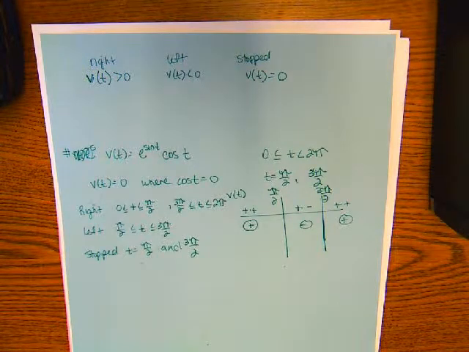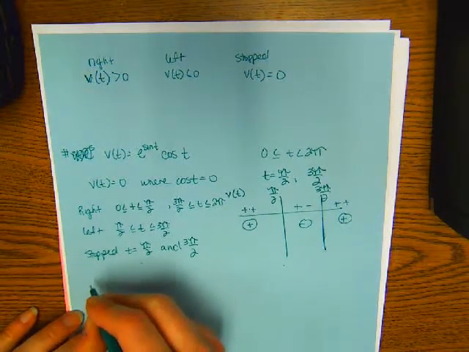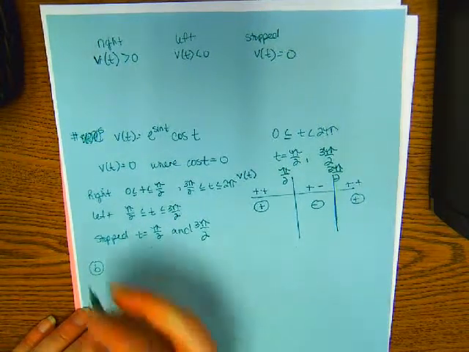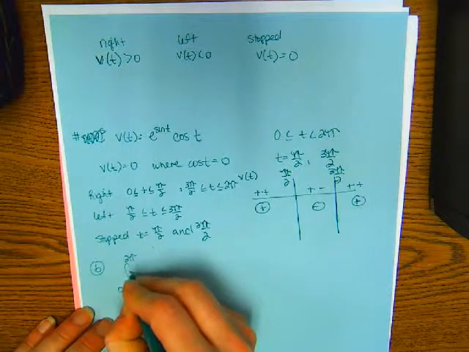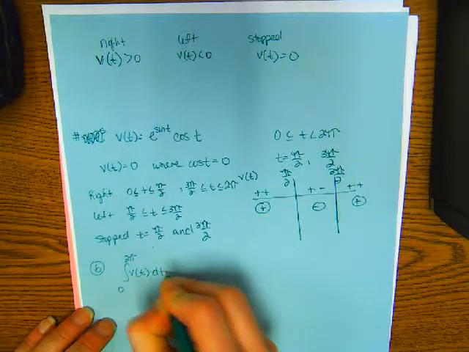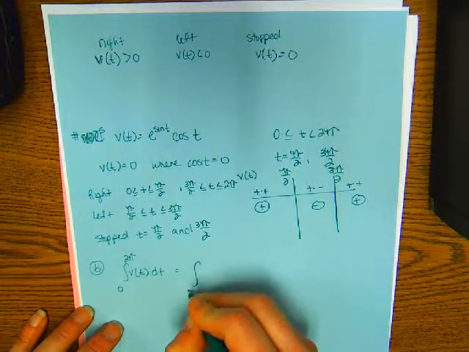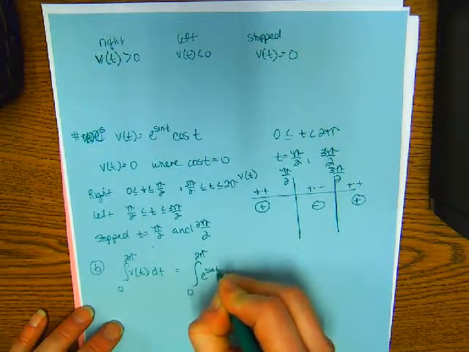Find the particle's displacement for the given time interval. Ooh, displacement. Displacement is the integral, correct? From 0 to 2 pi of v of t dt. How in the world do I integrate this? Do we forget everything we learned last chapter? I hope not.